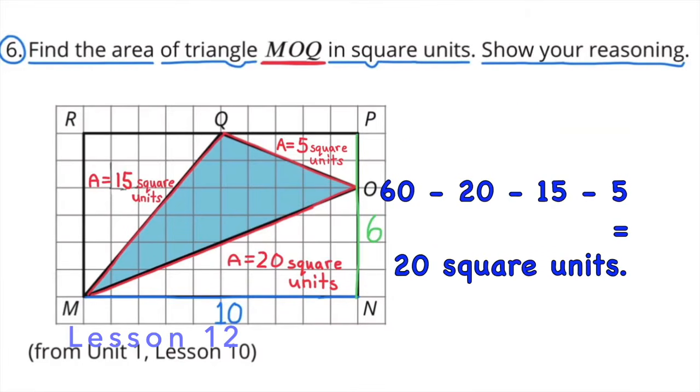The area of the rectangle is 60. Take away 20 square units, take away 15 square units, and take away 5 square units, and what you're left with is the area of triangle MOQ, 20 square units.